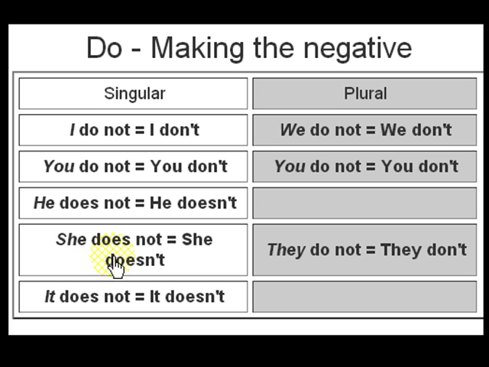She does not contracts to she doesn't. It does not contracts to it doesn't. And in the plural, we do not contracts to we don't. You do not contracts to you don't. And they do not contracts to they don't.